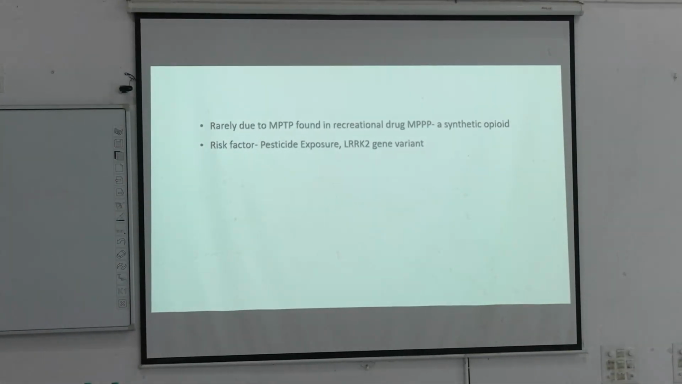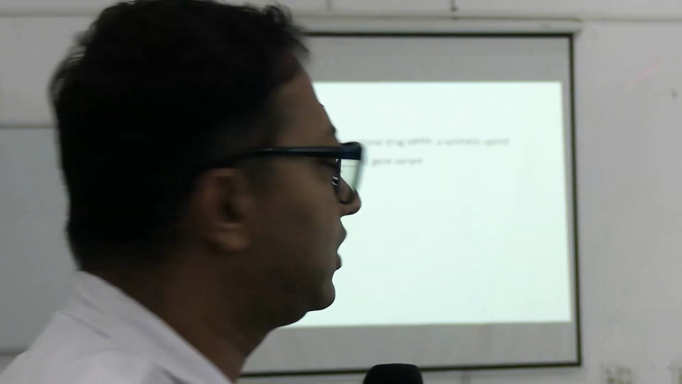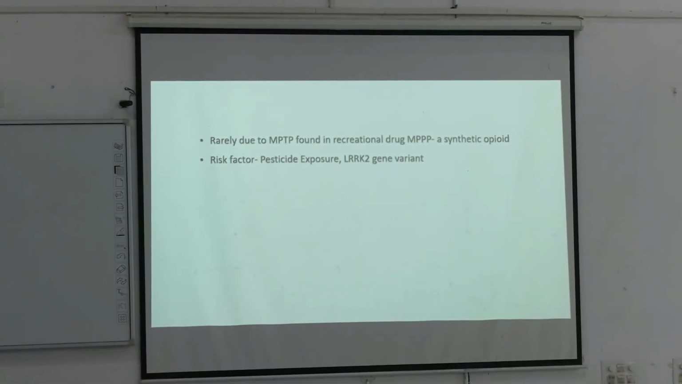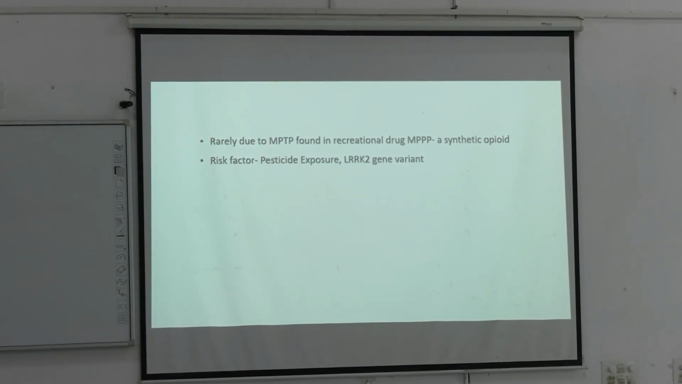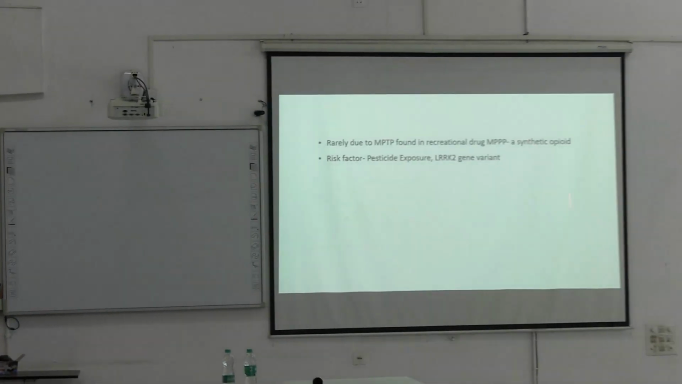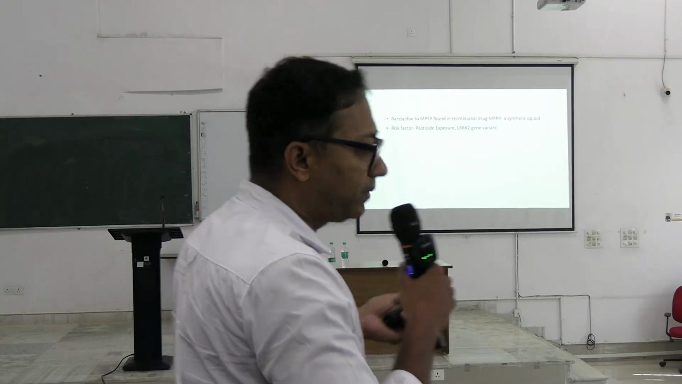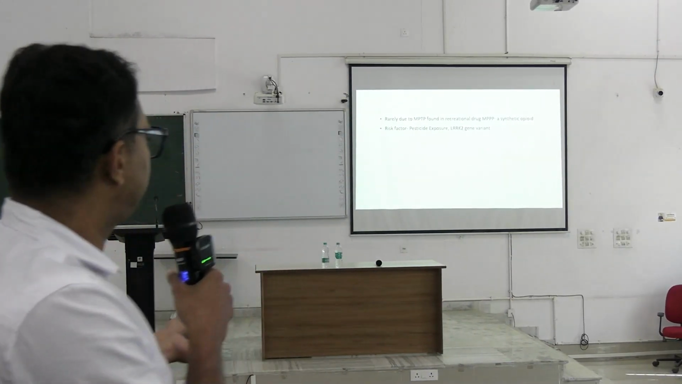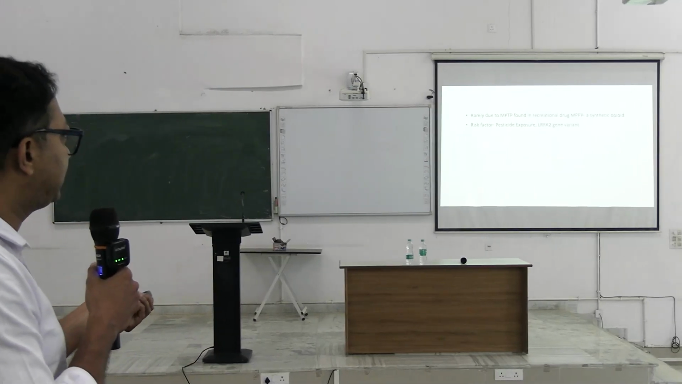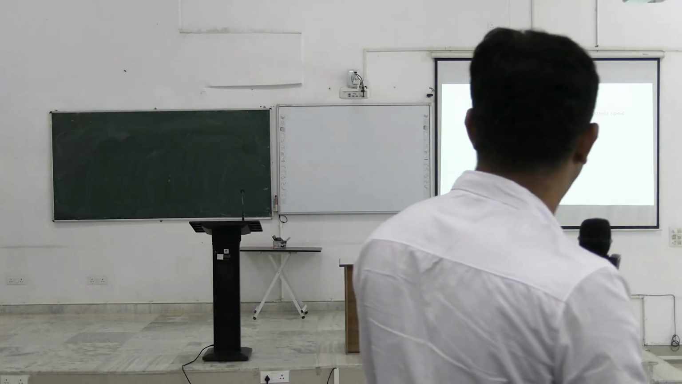It is also rarely due to MPTP found in the recreational drug MPPP, a synthetic opioid. MPTP is an opioid. So people who use or abuse MPTP may have Parkinson's disease or Parkinson's-like symptoms, right? And there are also some risk factors like pesticide exposure and LRRK2 gene variant individuals.